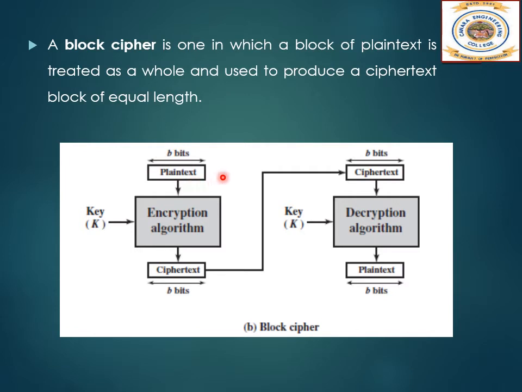The plaintext is taken as a block. An encryption algorithm is applied and you get the ciphertext in b bits, that is a block. Similarly, if you want to go for decryption, here the ciphertext is taken and the decryption algorithm is used, and this is the symmetric key shared, and you obtain the plaintext.